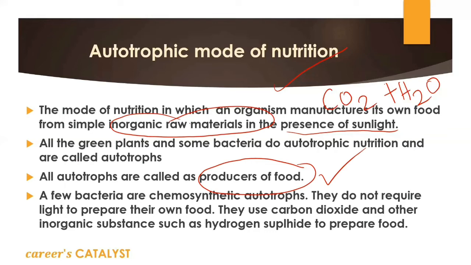There are some bacteria which are defined as chemosynthetic autotrophs, because they use some chemicals produced by their body for the preparation of food in the absence of light. They actually prepare their food in absence of light, sometimes in presence of other raw materials rather than carbon dioxide and water. But still they are able to prepare their own food by using inorganic raw material. That's why they are also categorized as autotrophic organisms, because they are able to prepare their own food by using inorganic raw material.